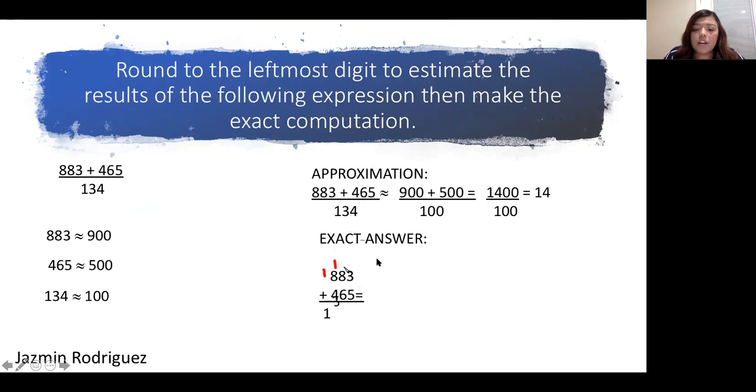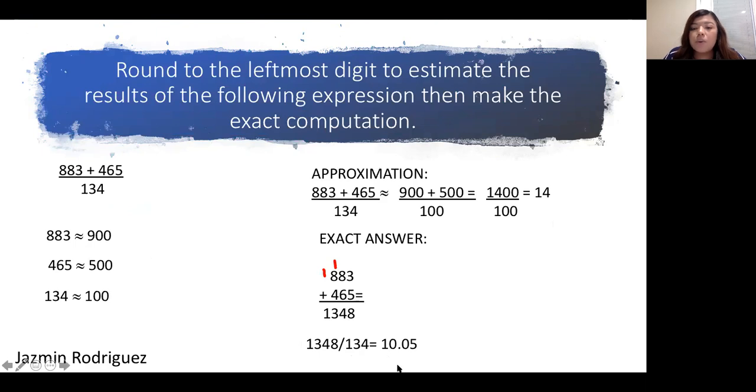And then to do our exact computation, we go ahead and set it in a different form to make it a little bit easier, and we simply add it. So we do 5 plus 3, which is 8. And then we do 8 plus 6, which is 14. So we put our 4 down, and then we bring our 1. And then we do 8 plus 1 plus 4, which is 13. So we put our 3 down, bring our 1 up. So we get 1,348. And now we can go ahead and divide that by 134.